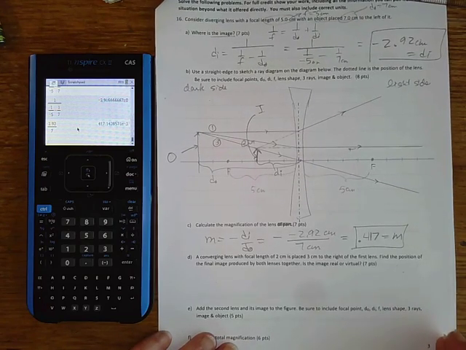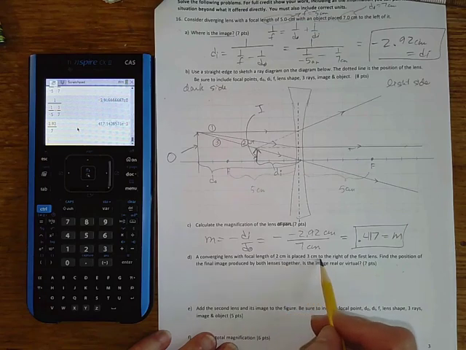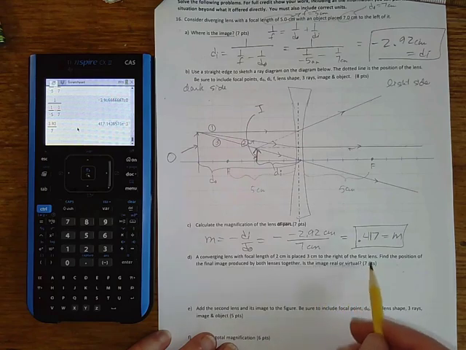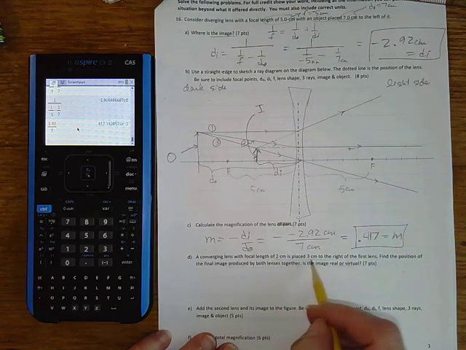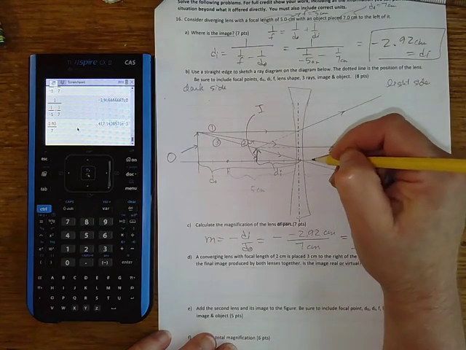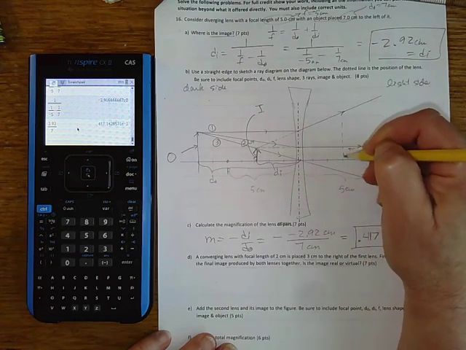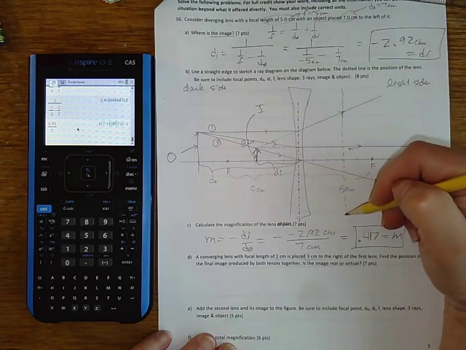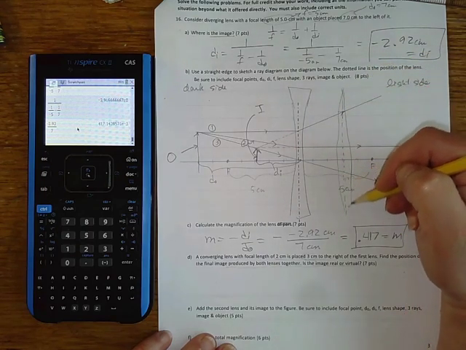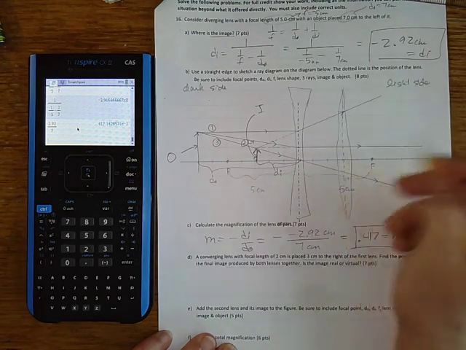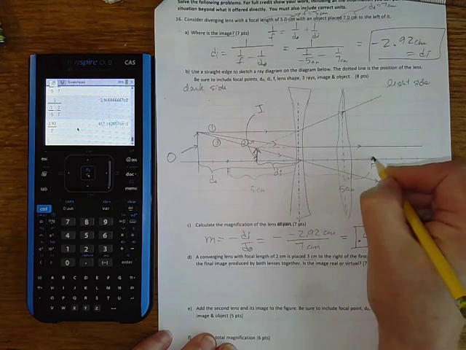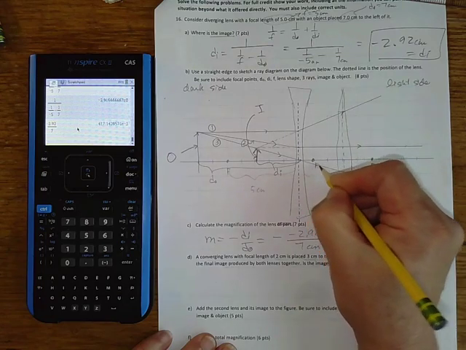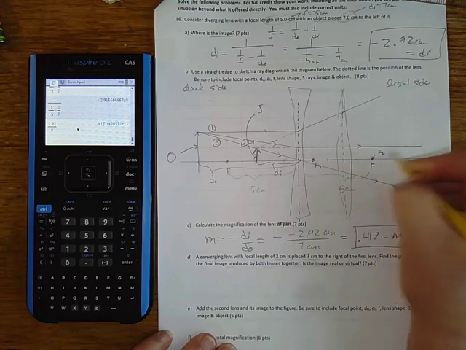Part D, a converging lens with focal length of 2 centimeters is placed 3 centimeters to the right of the first lens. Find the position of the image produced by both lenses together. Is it real or virtual? Okay, so we've got another lens, 3 centimeters to the right, so 1, 2, 3. So it's got an axis here, of course, where I have stuff written. And it's a converging lens, so it's going to be fat in the middle. Something like that. It's got a focal length of 2, so its focal length is on top of that one and here. So I'm going to call this F2, and I'm going to just write F2 here also.